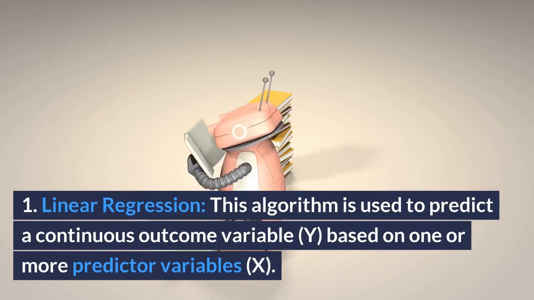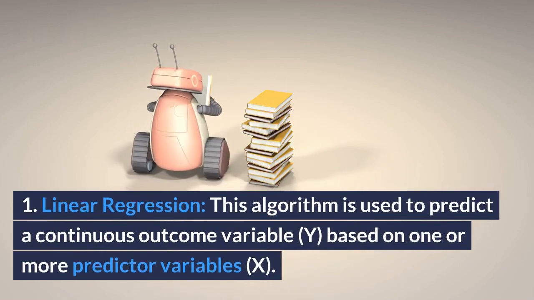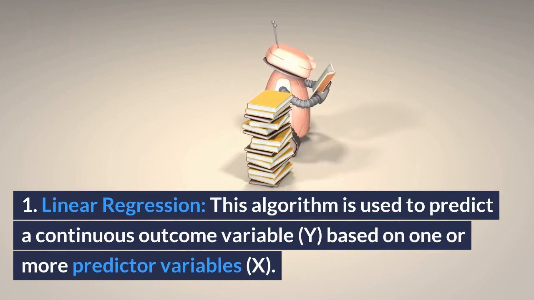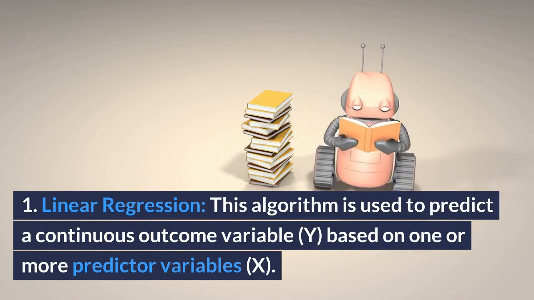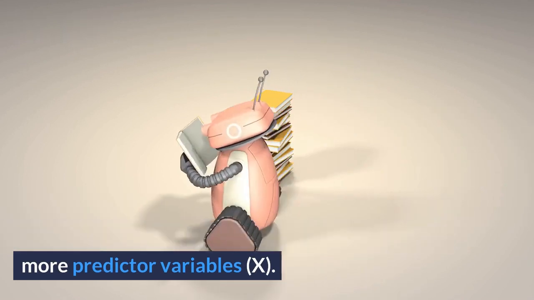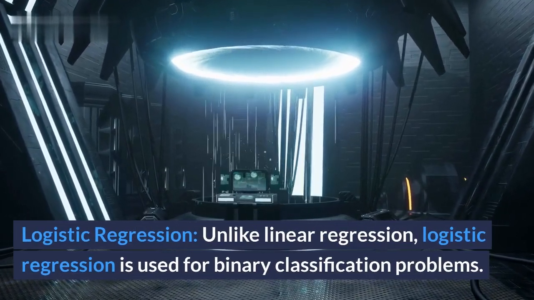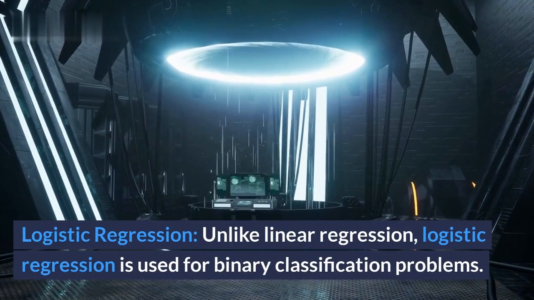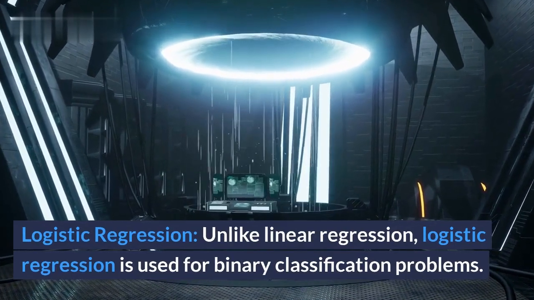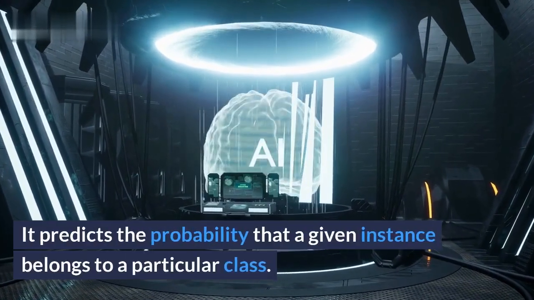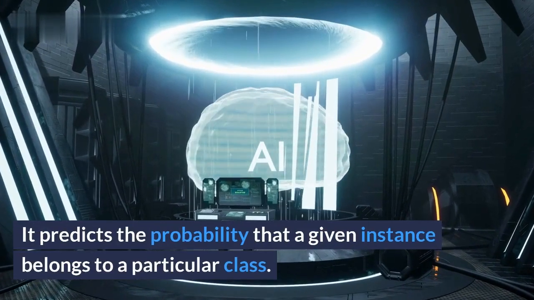1. Linear regression. This algorithm is used to predict a continuous outcome variable, y, based on one or more predictor variables, x. 2. Logistic regression. Unlike linear regression, logistic regression is used for binary classification problems. It predicts the probability that a given instance belongs to a particular class.